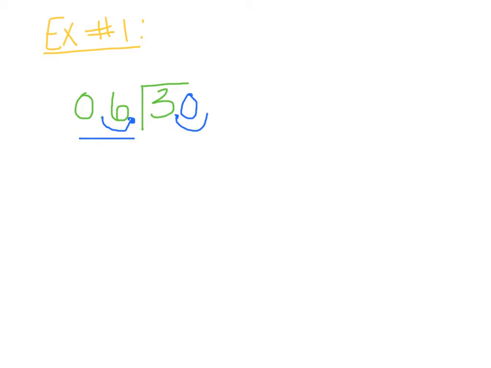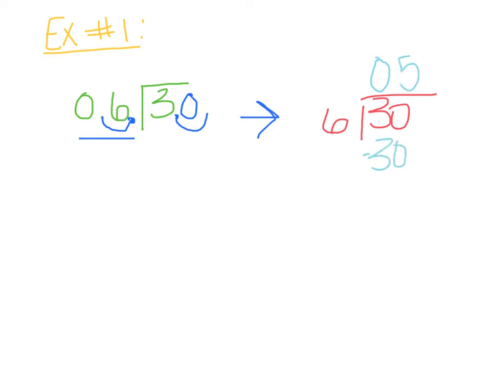So I'm going to rewrite my problem. Now I have 30 divided by 6. And now I just divide like I normally would. Can 6 go into 3? It can't, so I put a 0. How many times does 6 go into 30? It goes into 30 5 times, and it goes in evenly, so our answer is 5.